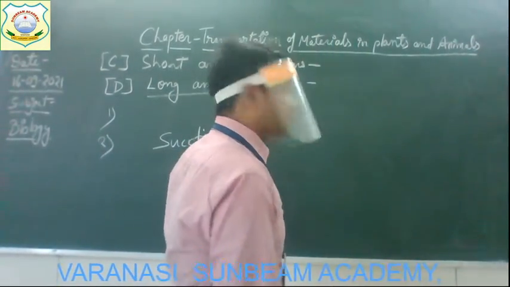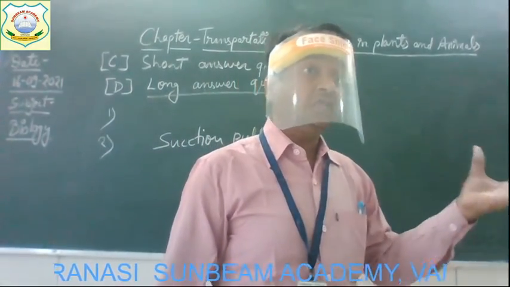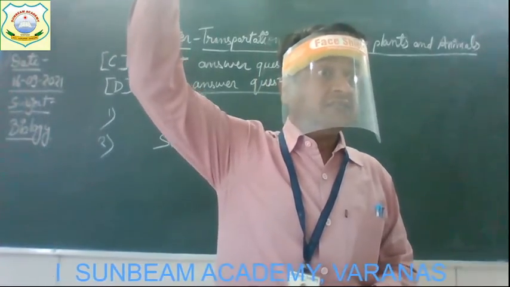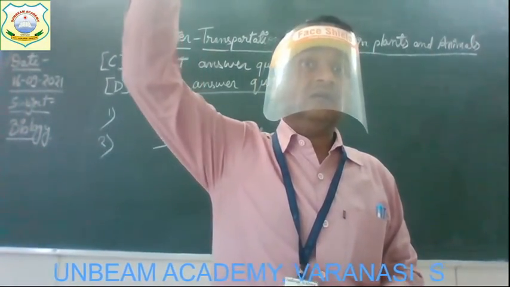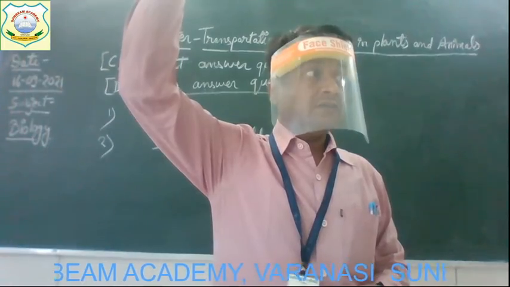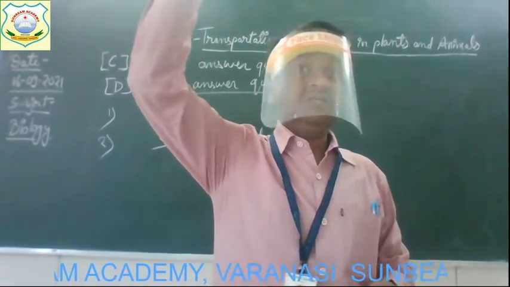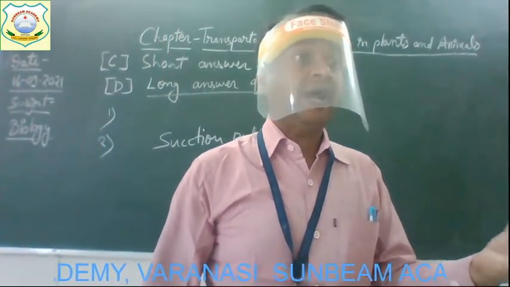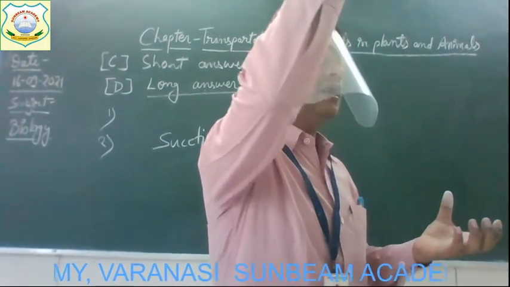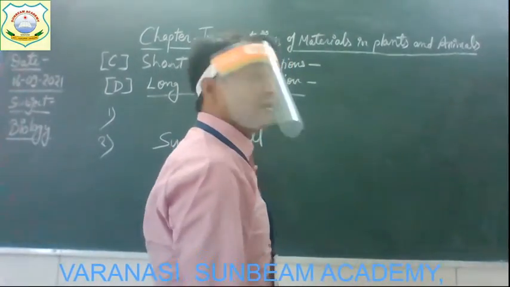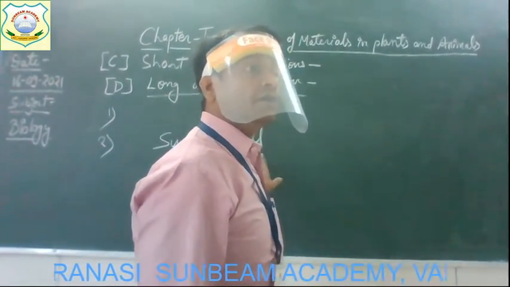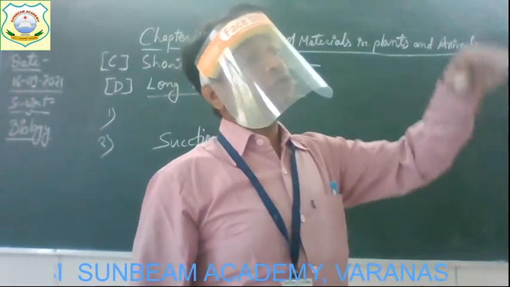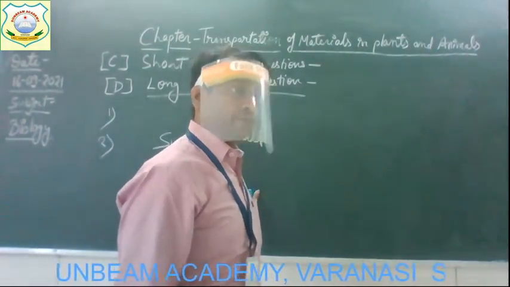And this suction pull is a very strong force, so that the water can be pulled up very tall trees. Some trees you must have seen are very tall, is it not? About 40 meters, 50 meters, like that. So definitely a strong force is required which can pull the water up. So this suction pull is responsible for producing a force or pressure by which the water is going to move from roots to tip.